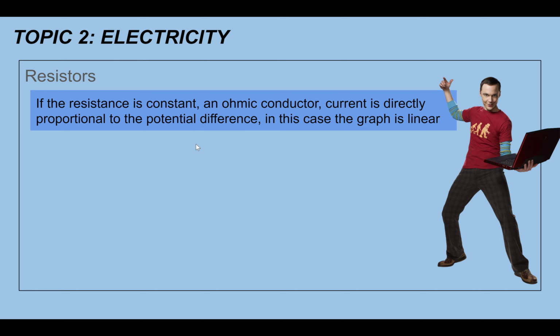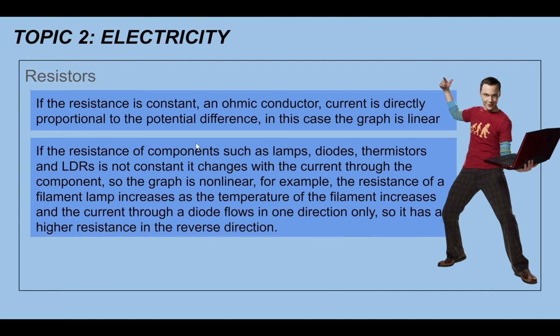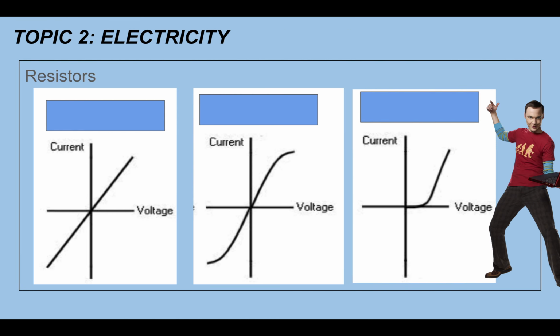Resistors. If the resistance is constant, an ohmic conductor, current is directly proportional to the potential difference. In this case, the graph is linear. If the resistance of components such as lamps, diodes, thermistors, and LDRs is not constant, it changes with the current through the component, so the graph is non-linear. For example, the resistance of a filament lamp increases as the temperature of the filament increases, and the current through a diode flows in one direction only, so it has a higher resistance in the reverse direction.